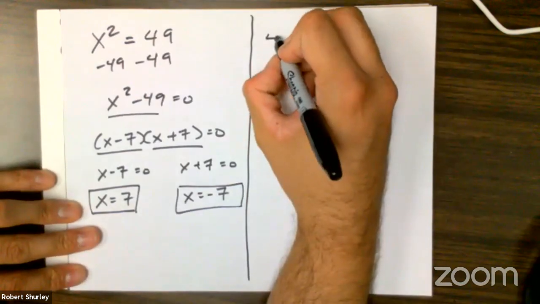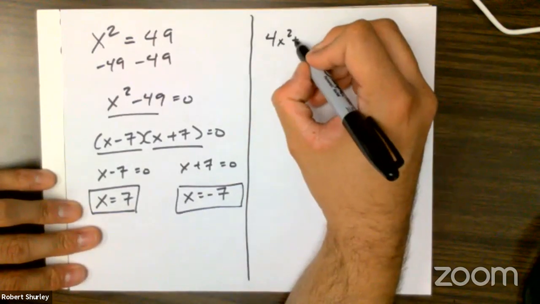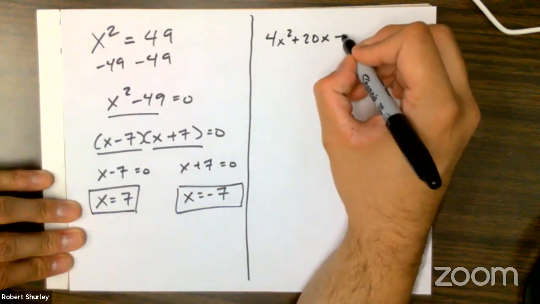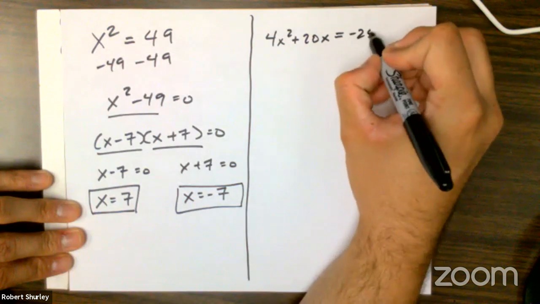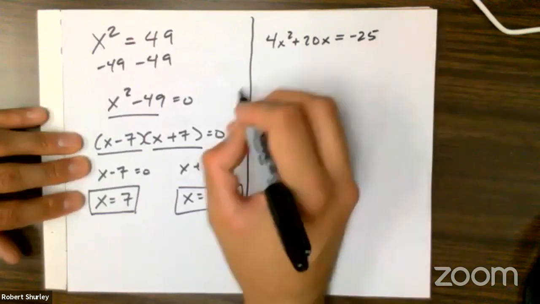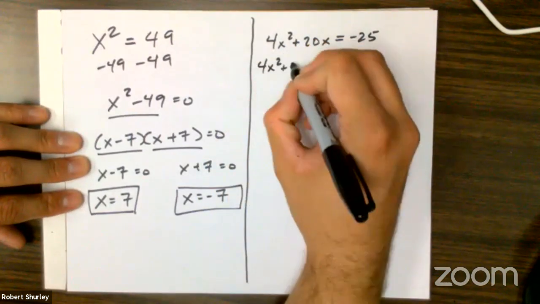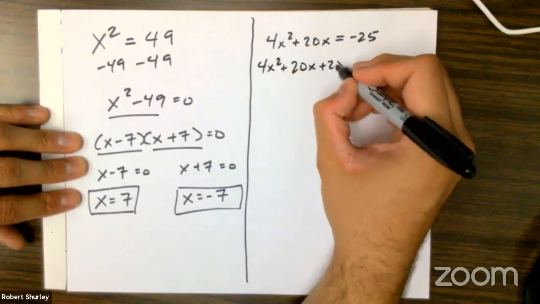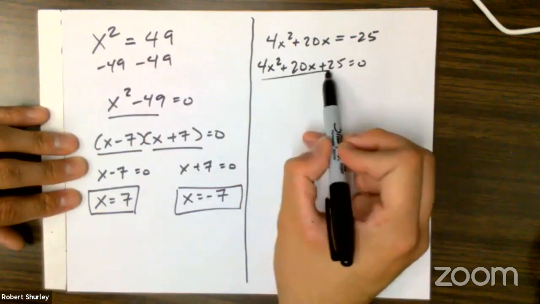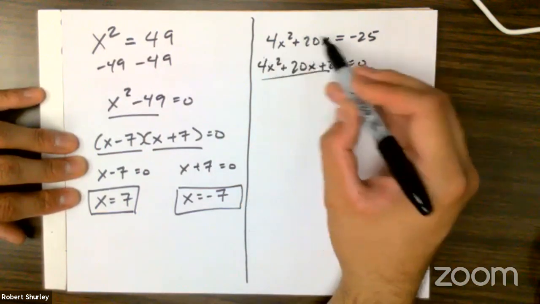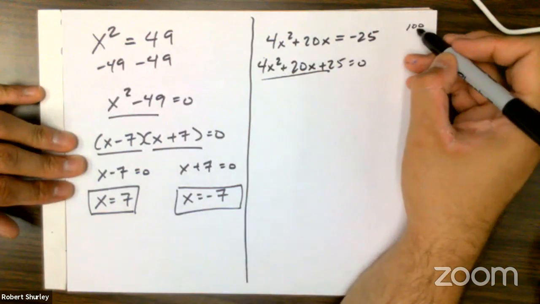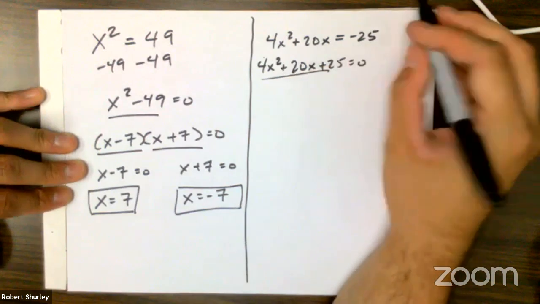Let's say we've got 4x squared plus 20x equals negative 25. So first thing I've got to do, I've got to get 0 on this side, so I have to move it over. So I get 4x squared plus 20x plus 25 equals 0. Got to factor this side with the AC method. So 4 times 25, this is 100, right? Thankfully, 100 I know can break down into 10 times 10, which gives me the 20.